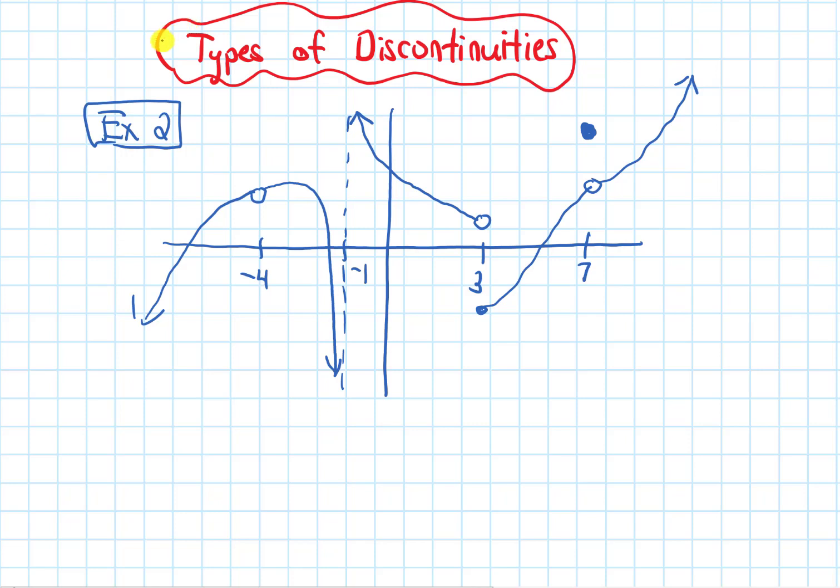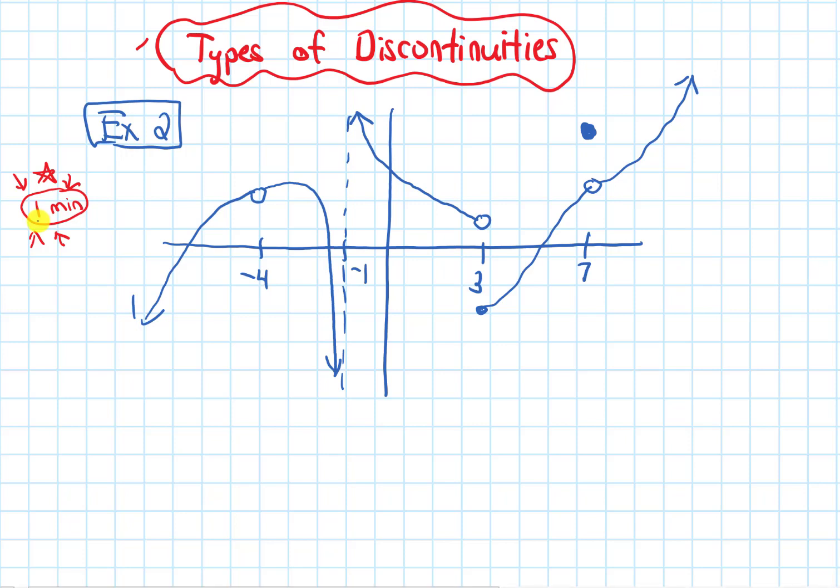In this video, we will talk about types of discontinuities. So I want to look at an example where we have this graph, and this graph has all sorts of discontinuities. I want you to first pause the video for 1 minute and see if you can list all of the x values where this function is discontinuous.